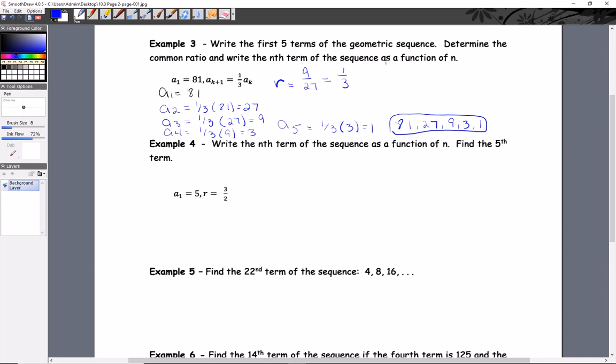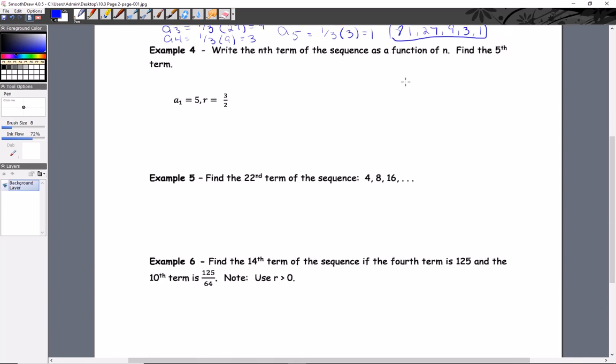So here is our writing the nth term of the sequence as a function of n, or kind of writing the rule for it. Any term a sub n is going to be our first term, remember, 81, the one sitting over here in black, times r, which is 1/3, to the n minus 1 power. And that was useful for figuring out any term that we want. Okay, so that's that. Let's go to example 4.